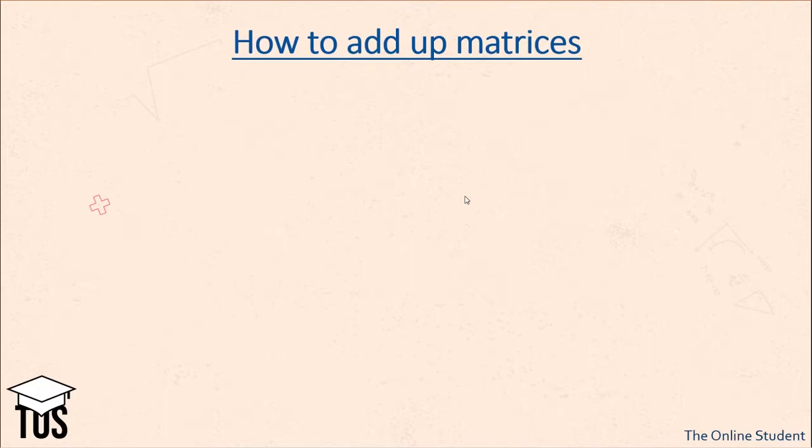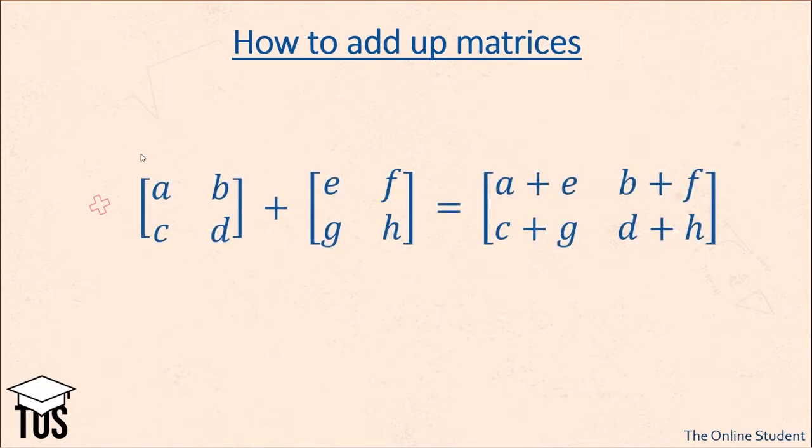Let's start off by adding up matrices. Let's say we want to add up this ABCD matrix with this EFGH matrix. The method for this is quite easy. You just take each corresponding element and you add it up. So let's say we have this A element. It's on the first row and the first column. We add it up with the element on the first row and the first column of the second matrix, which in this case is E. So in the resulting matrix, the element on the first row and the first column is A plus E.